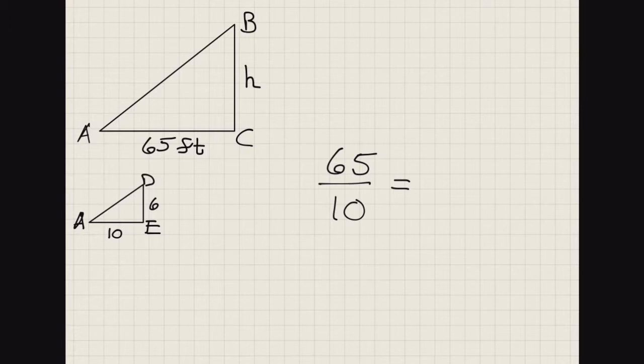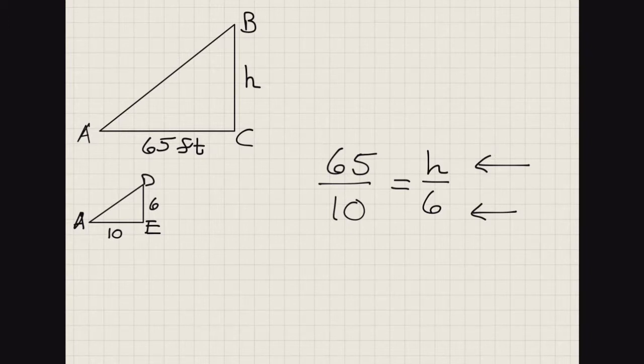I made a comparison between my large triangle and my small one. So let's make the same comparison between the large and the small. Dylan? It's going to be H over 6. So I'm making comparisons between my large triangle measurements in the top and my small triangle measurements in the bottom.